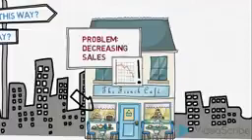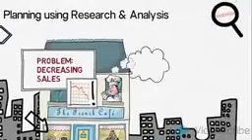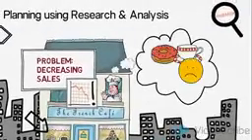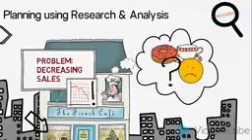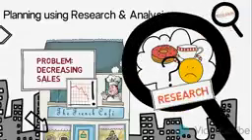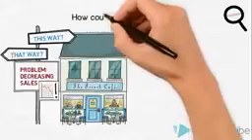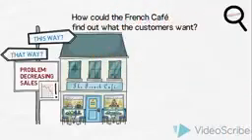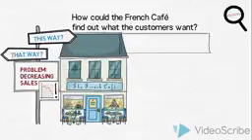as a result. The owner of the French Cafe would like to find out why the customers are looking elsewhere for their cakes and coffee. This could help him make decisions about what to do to turn things around. Therefore, he has decided to do some research. So how could the French Cafe find out what the customers want?